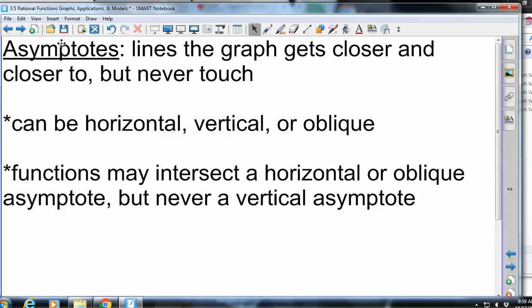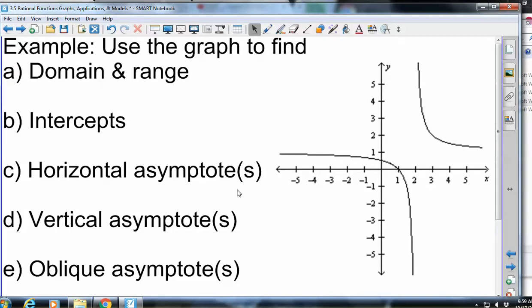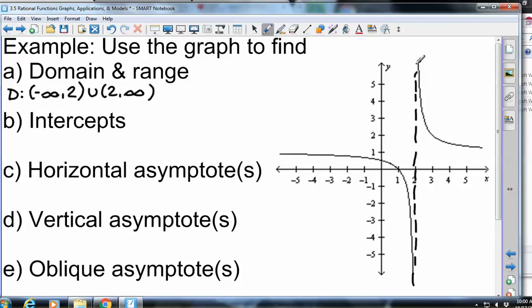Let's look at a graph and see if we can pick out our asymptotes from this graph. So my domain. As you go from left to right, this graph is coming from negative infinity. Where does it stop? Kind of stops at 2. Then the next piece picks up at 2 and goes on forever. We never actually touch this 2. If I drew that vertical line there, we're just getting closer to it. We're not touching it.